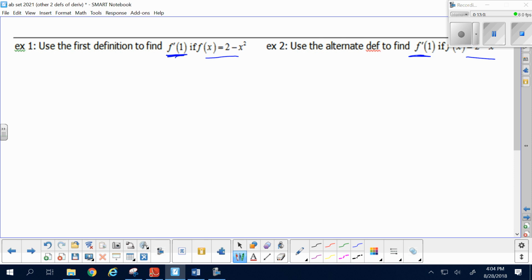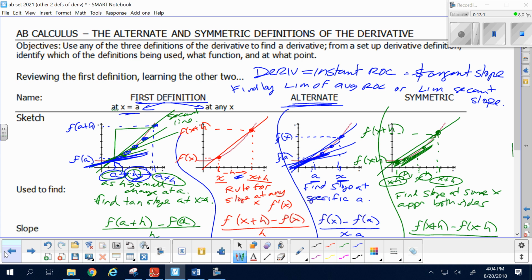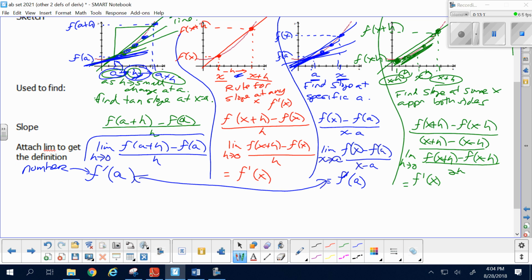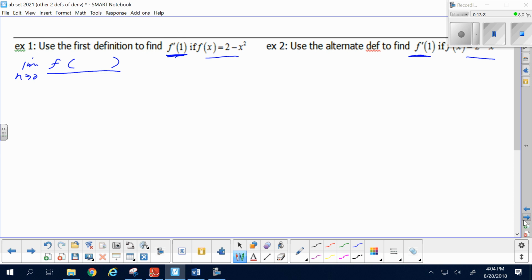The first definition would be to say the limit as h goes to 0 of f of. Now remember, in that first definition, at a specific point, we're looking at having more like an f of a plus h minus f at a over h. This is at a specific point. So I'm going to do that approach, f at a plus h minus f at a over h.